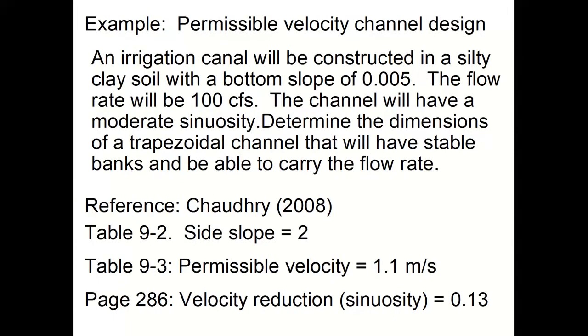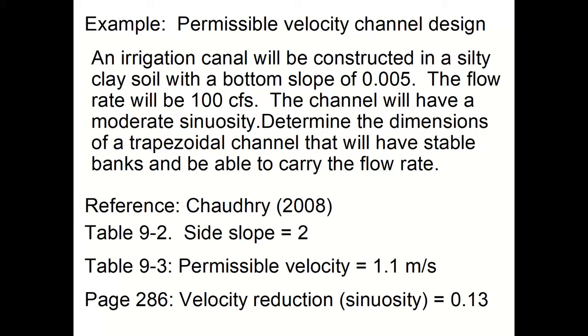Here is the example. An irrigation canal will be constructed in a silty clay soil with a bottom slope of 0.005. The flow rate will be 100 cubic feet per second. The channel will have a moderate sinuosity. Determine the dimensions of a trapezoidal channel that will have stable banks and be able to carry the flow rate.